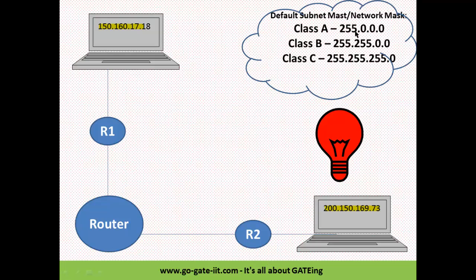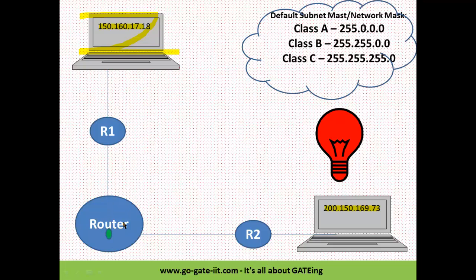For class A we have 255.0.0.0, class B gives 255.255.0.0, and class C 255.255.255.0. Now what is this default mask or default subnet mask? This mask is generally used to determine the network address of the recipient's network. So how does it help the routers to determine the network address? Let's say this computer system wants to communicate with this computer system.